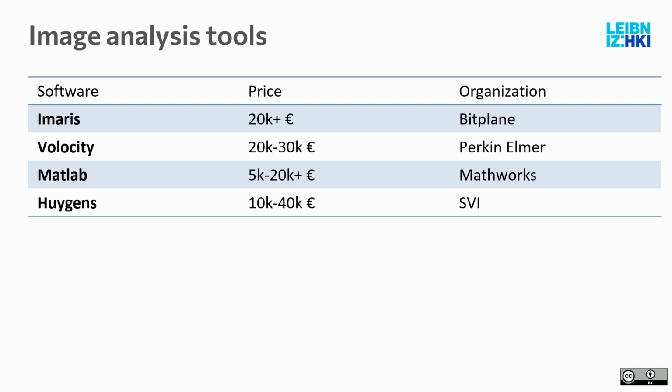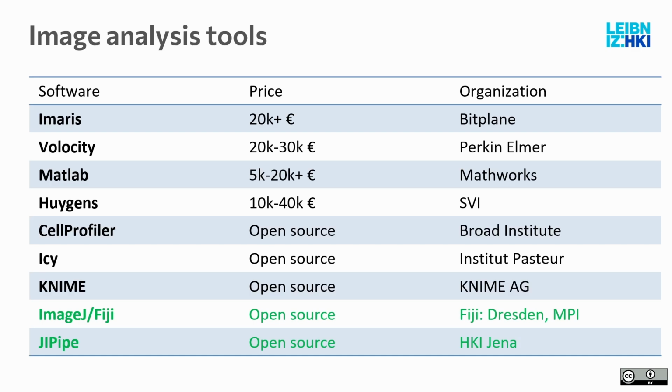So what you end up using, if you do not want to get poor, is open source software that is getting more and more traction, and it's getting better over time even. There are common tools like CellProfiler, which is very popular for analyzing cells, and it has many features. ICY and KNIME, okay, KNIME less so, but ICY has focused itself very much on 3D data. And then the topic of our course here is ImageJ or Fiji, and then JIPipe, which is related to that and based on ImageJ and Fiji.